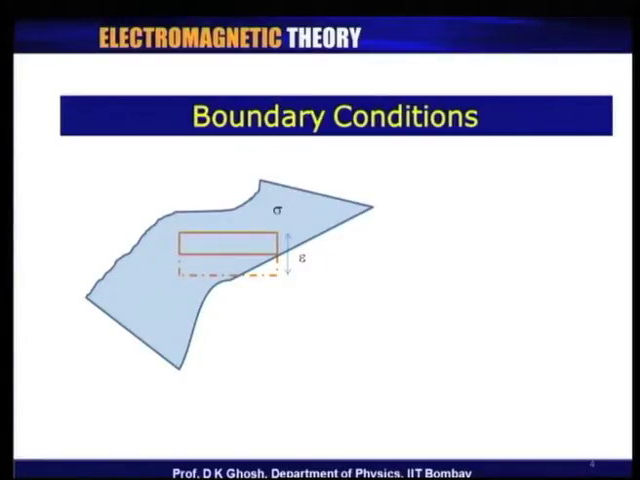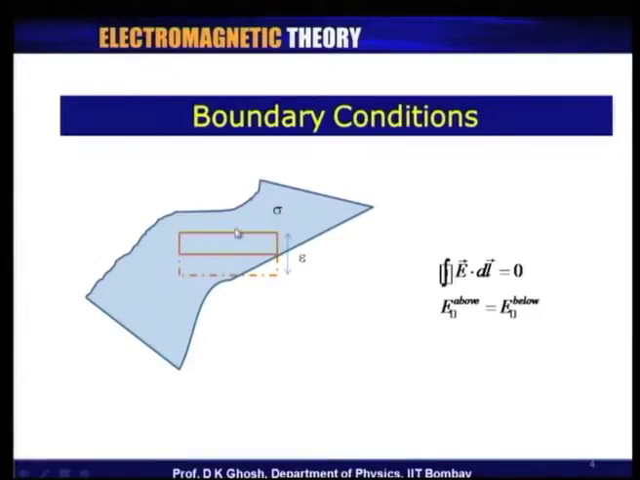Now, I know that because the electric field is conservative, the line integral of the electric field, which is E dot dl, over any closed path is equal to 0. So if I look at this rectangle and take a line integral over the closed path, by definition the direction along which you traverse is tangential to any curve.